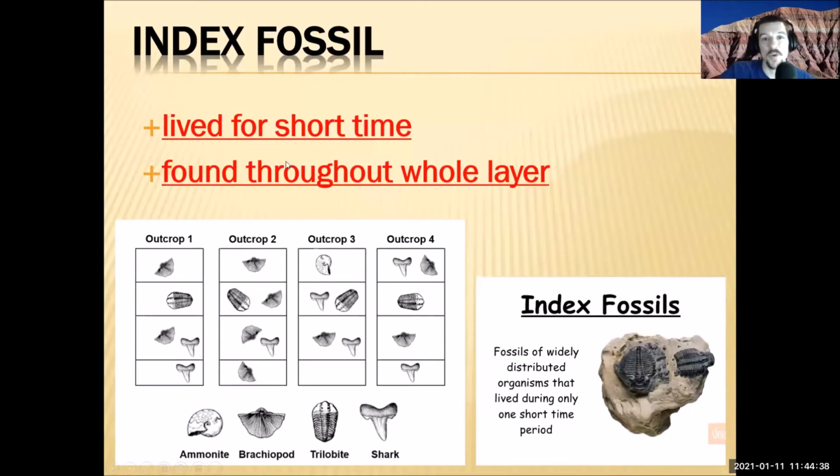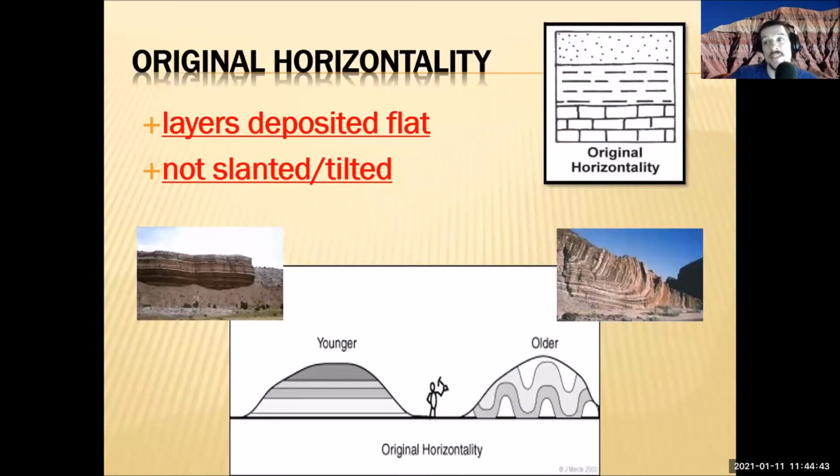All right, let's move on. Original horizontality. All this is trying to say is that layers are deposited flat. Go ahead and write that down. Original horizontality, layers are deposited flat. They're not slanted or tilted. As we can see in the image, the man standing down at the bottom, to his left, we have younger layers of rock, which are nice and flat. On the right, these have been bent, curved or slanted. So these are older. Again, just write down original horizontality, layers deposited flat.